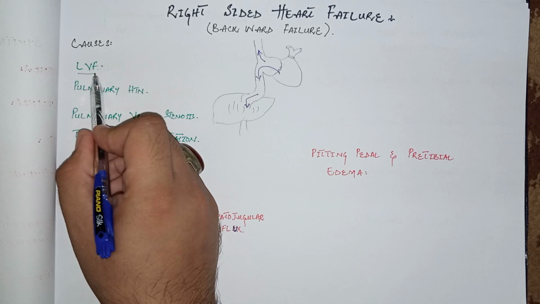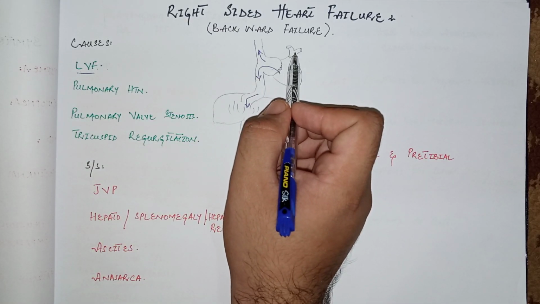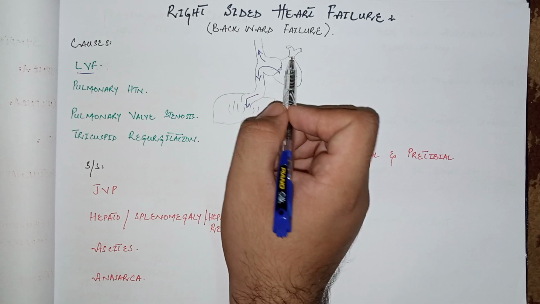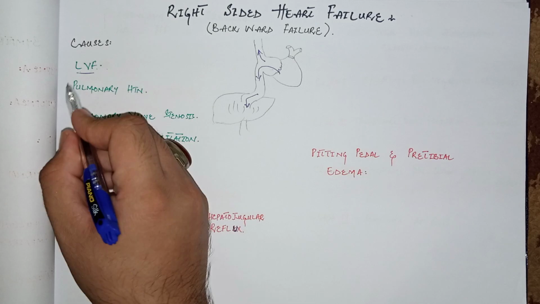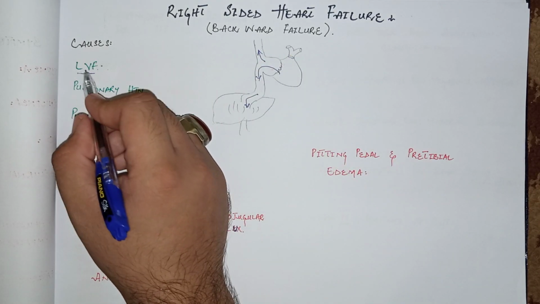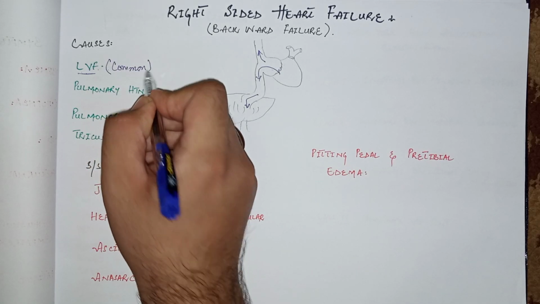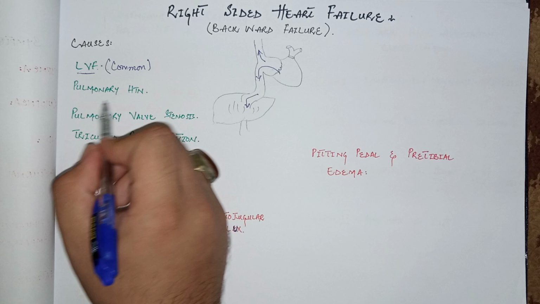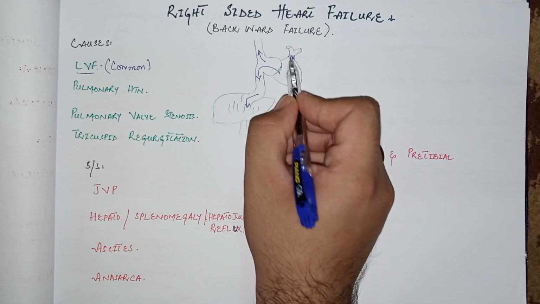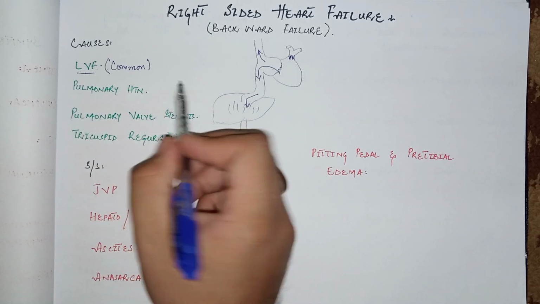When there is a left ventricular failure, it causes a regurgitation and congestion of the pulmonary system. So pulmonary hypertension develops, and this pulmonary hypertension leads to right-sided heart failure. So the most common cause of right-sided heart failure is left ventricular failure or left-sided heart failure. The other causes are pulmonary hypertension, pulmonary valve stenosis, where there is a narrowing, and tricuspid regurgitation. So these are the causes of right-sided heart failure.